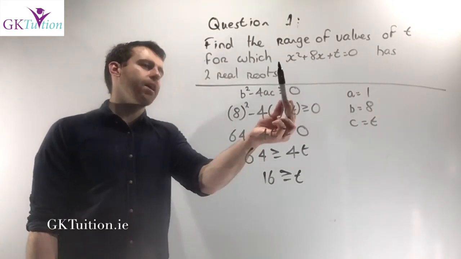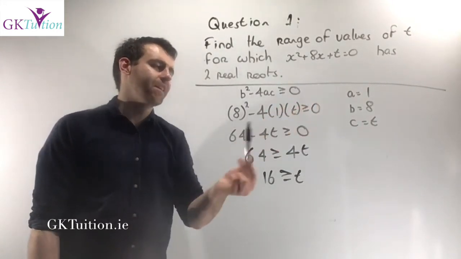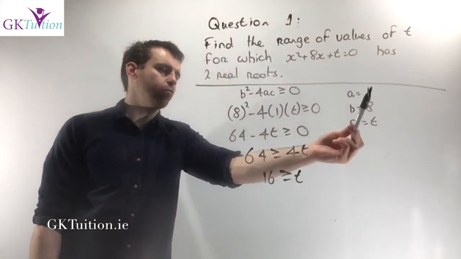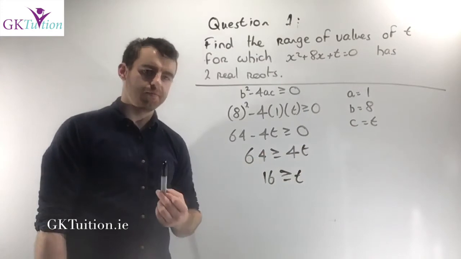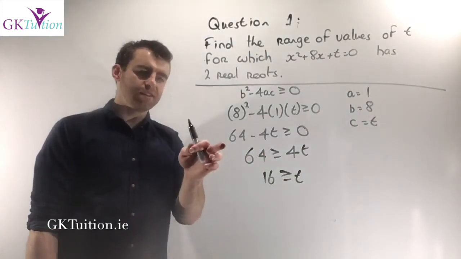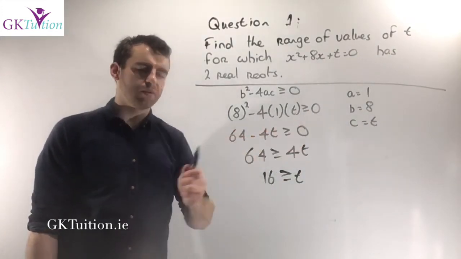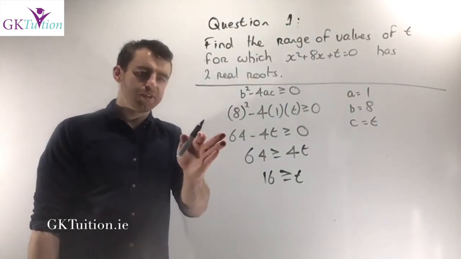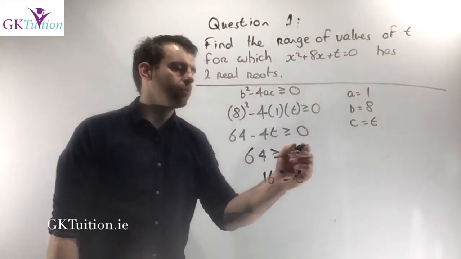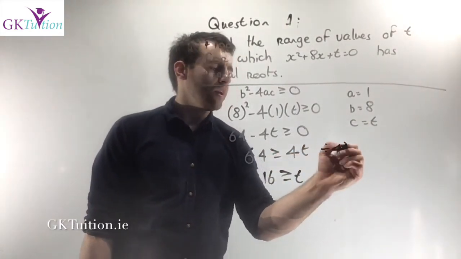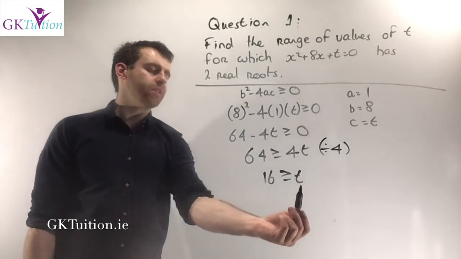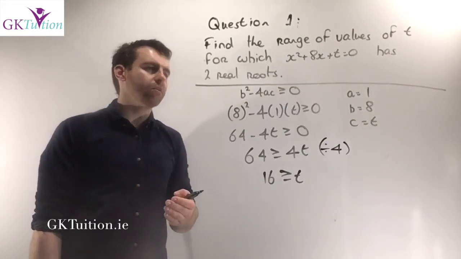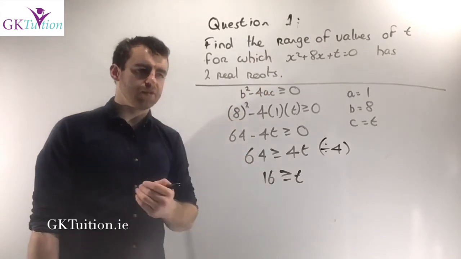In this quadratic, a is 1, b is 8, and c is t. So I'm going to sub into b squared minus 4ac, I'm going to sub in 1, 8, and t. And when you do that, you get 64 minus 4t is greater than or equal to 0. So obviously my goal here is to isolate t, so I added 4t to both sides. What I did then was divide both sides by 4, and I end up with t is less than or equal to 16. So if t is less than or equal to 16, then this quadratic will have 2 real roots.